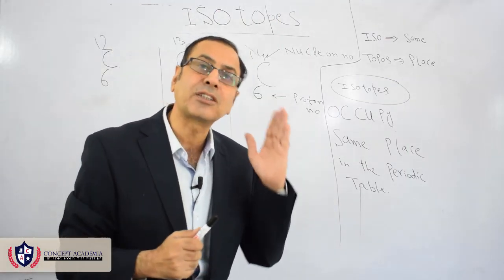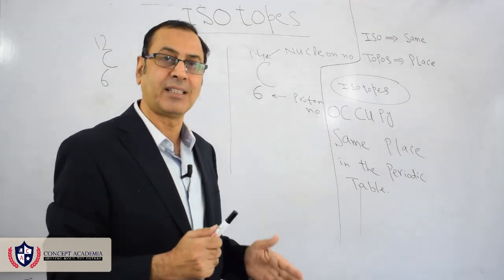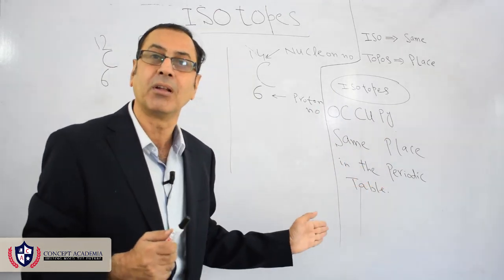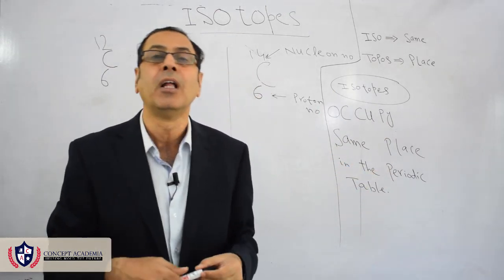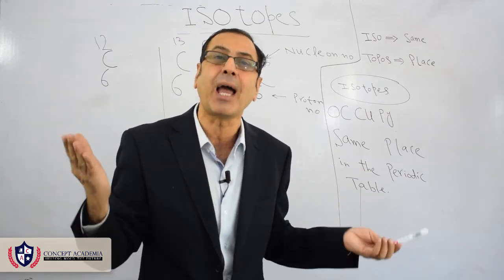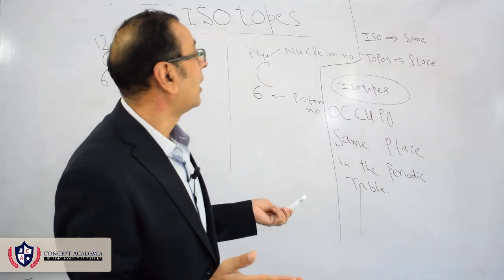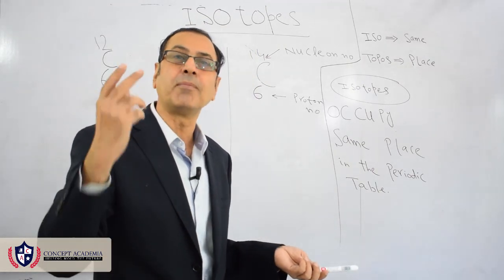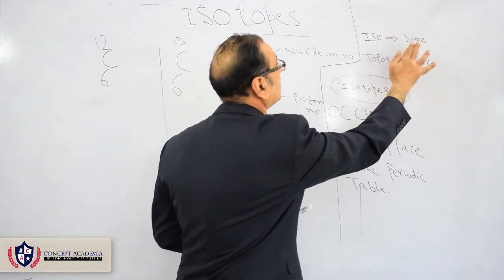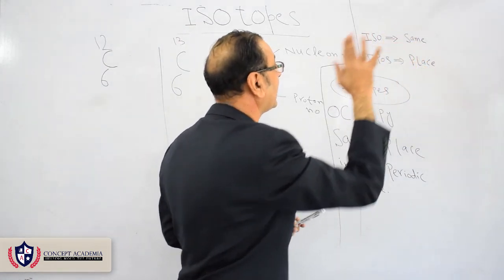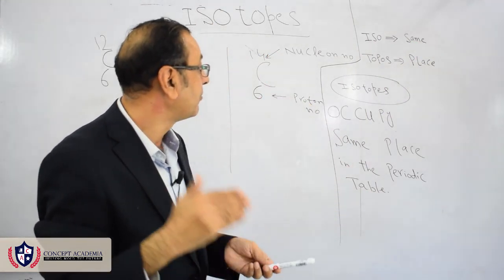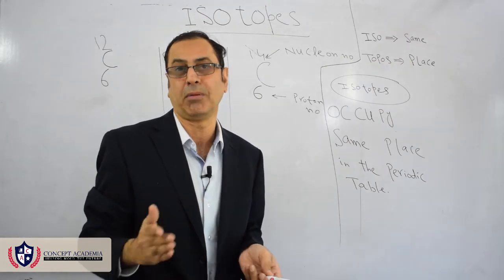Isotopes are atoms of the same element and they occupy the same place in the periodic table. If you look at the periodic table, there is only one place for carbon because it is the same element. The word isotopes comes from two words: iso means same and topes means place. So isotopes means occupying the same place in the periodic table.